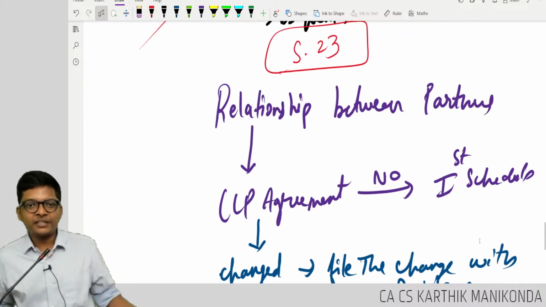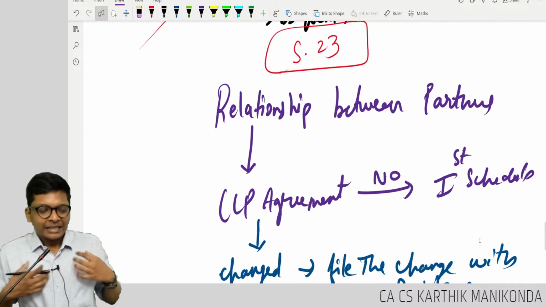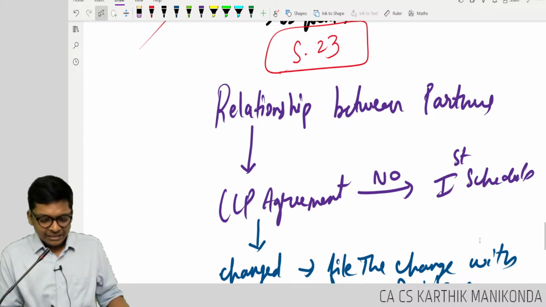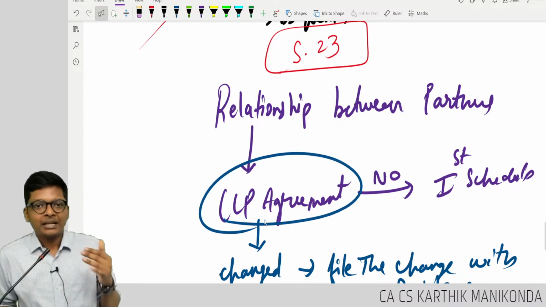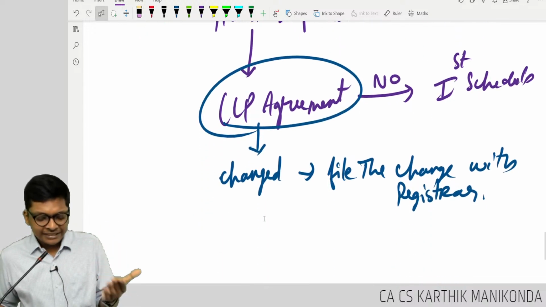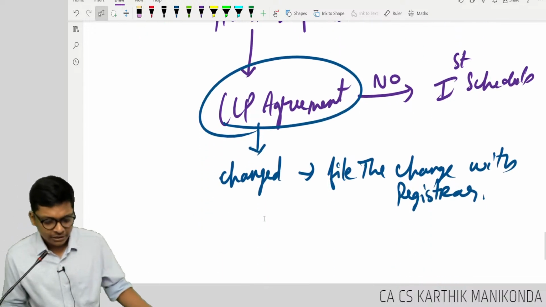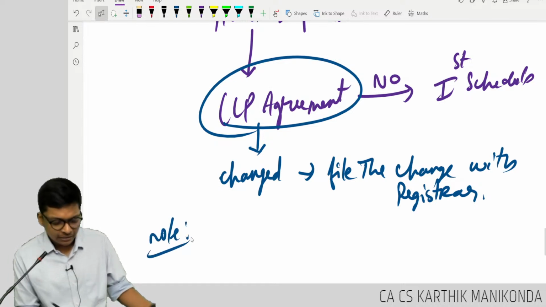In the book, it's half a page if you read. Half a page or whatever. Relationship between partners is defined in the LLP agreement. If agreement is not there, refer to the first schedule. Whenever it is changed, file with ROC. Here you write a note. I will dictate. Write a note.